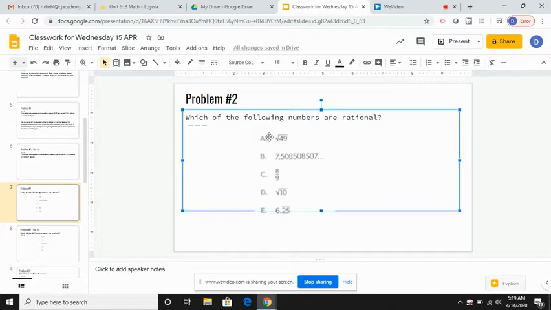So far, the only choice we have is A. C, well, 8 over 9 is a fraction, which is the definition of a rational number. It's two integers written over the top of each other.